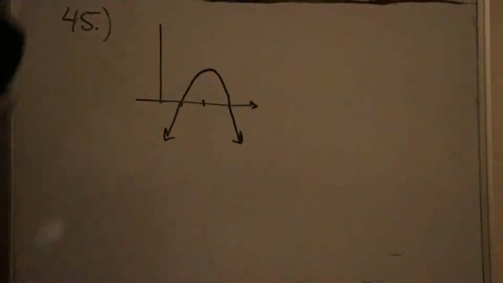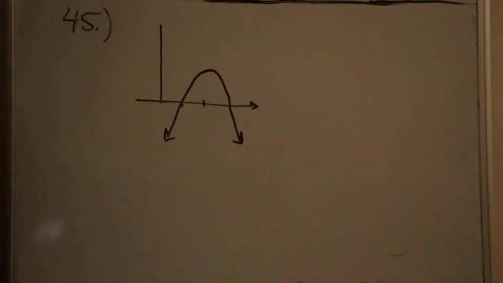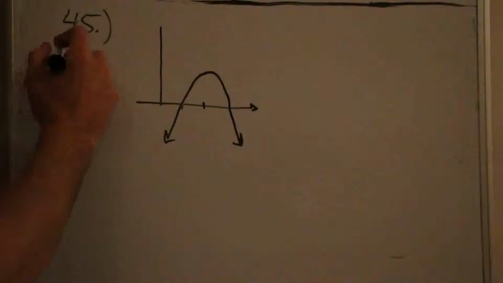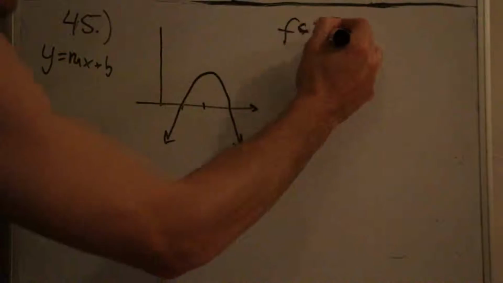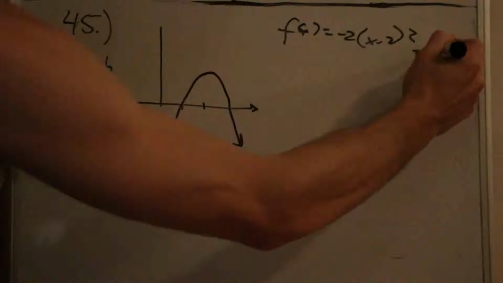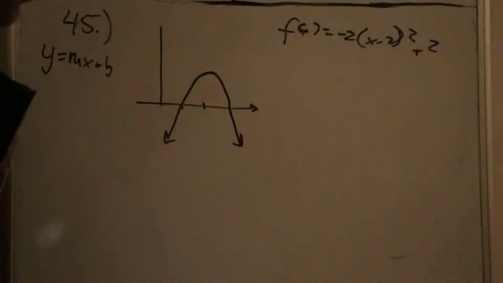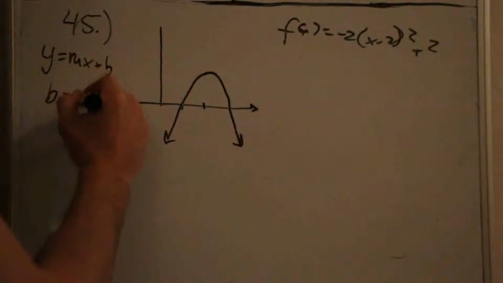Okay, last one, number 45. This one is pretty hard to understand until you plot the function. It says the line y equals mx plus b is tangent to the graph f of x equals negative 2(x minus 2) squared plus 2 at a point in the first quadrant. What are all the possible values of b where b is greater than or equal to 2?